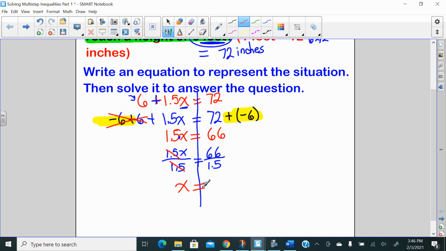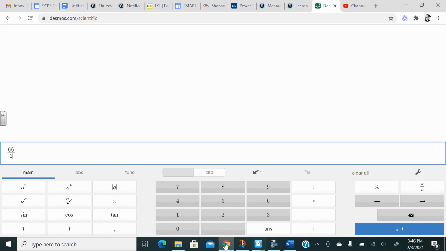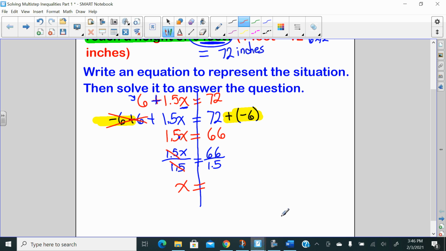And I can't do 66 divided by 1.5 in my head, and I don't feel like taking the time to write it out, so I'm going to go over to Desmos and do 66 divided by 1.5. Oh, that's 44. And I'm going to discover that x should equal 44. Now, before I go back up and answer the question, let's check that out and make sure that's the case.